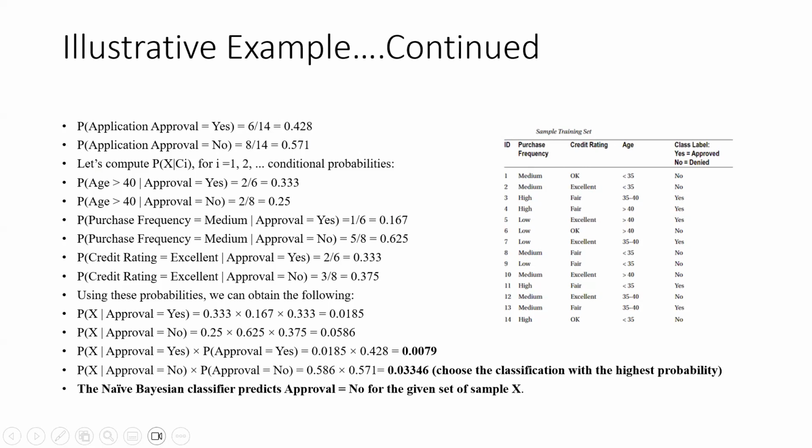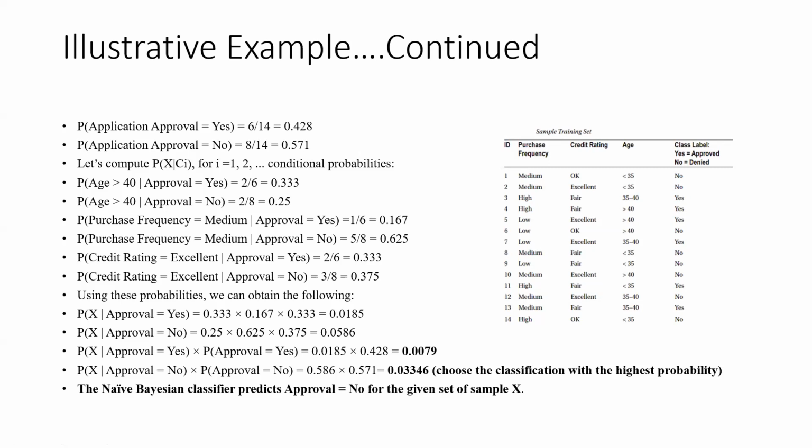What about the probability that the approval is no? We have 8 entries, isn't it? So 8 entries divided by 14 will also give us 0.571. Are we okay up to now? Yes. Okay. So now let's deal with the conditional probabilities.